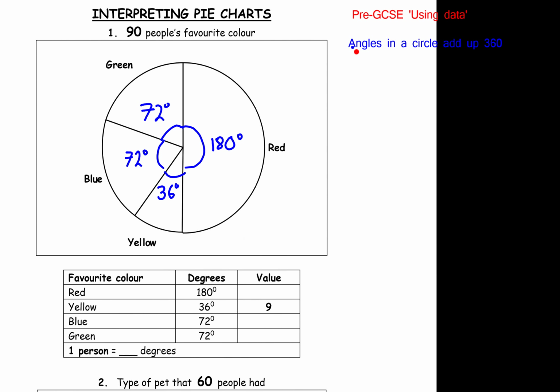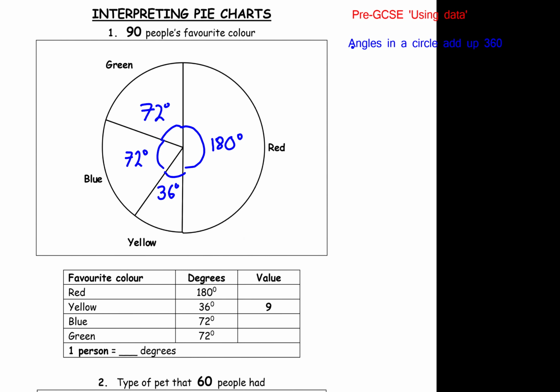We know that angles in a circle add up to 360. So here we have red, 180 degrees of people like red, yellow is 36, blue is 72, and green is 72. So these 90 people are expressed as degrees. We want to find out what is the actual value of this. So for an example here it says red is 180 degrees. I want to know how many people is 180 degrees.